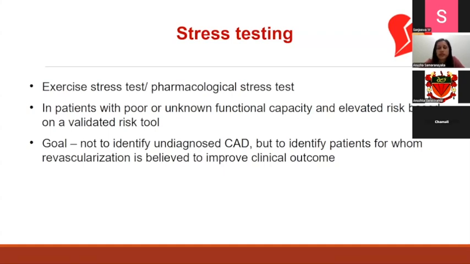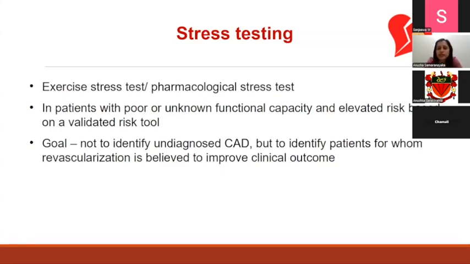So stress testing can be an exercise stress test or a pharmacological stress test, which is done, for example, with dobutamine stress echo. Always, an exercise stress test is preferred over a pharmacological test in terms of functional capacity assessment. But patients who are unable to do the exercises, like patients with arthritic conditions, for example, are the candidates for pharmacological stress tests.